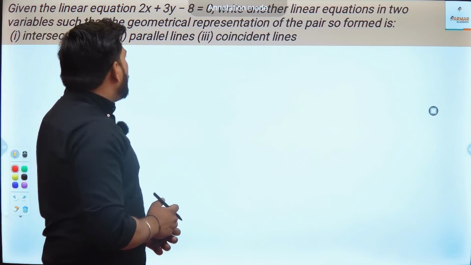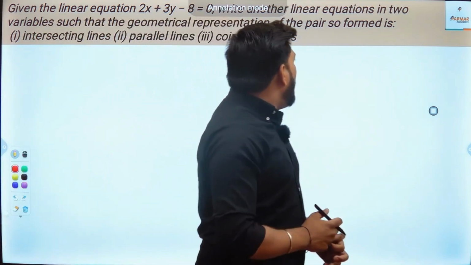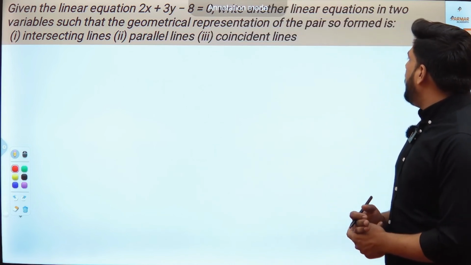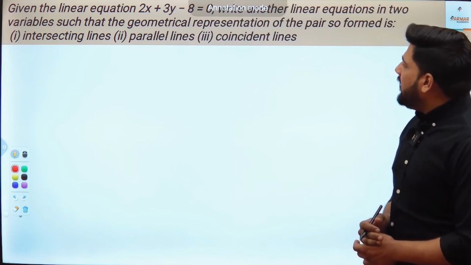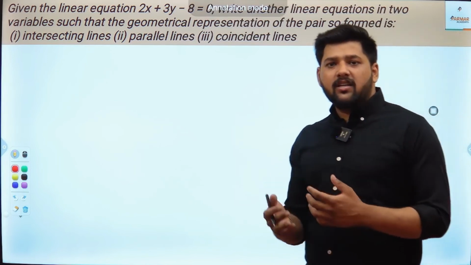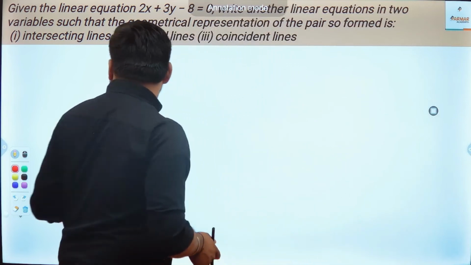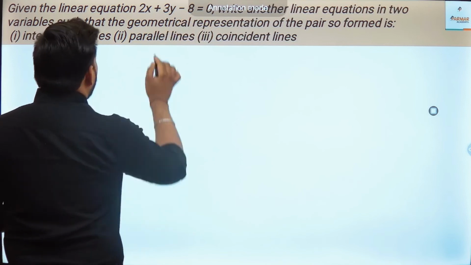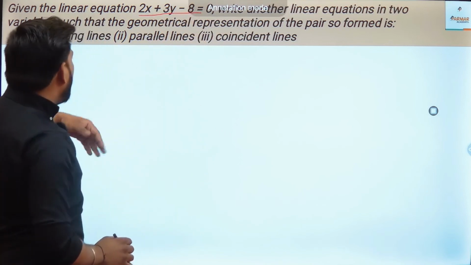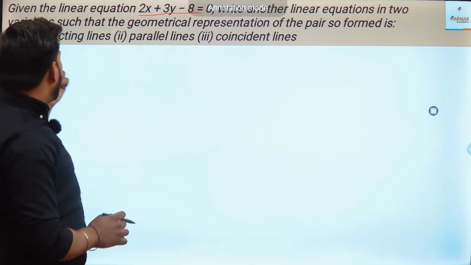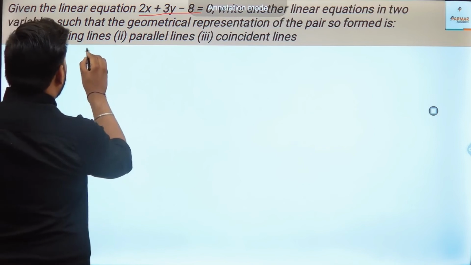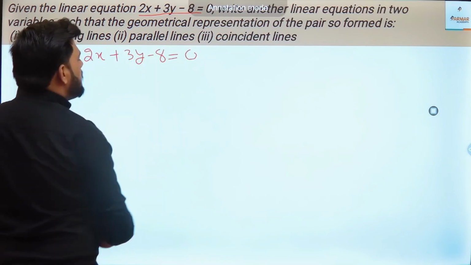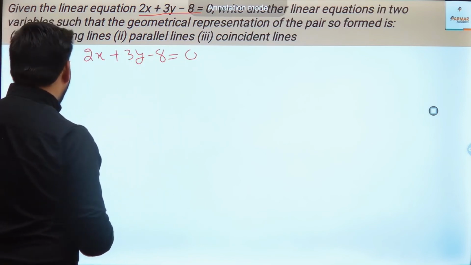Given the linear equation 2x plus 3y minus 8 equal to 0, write another linear equation in two variables such that the geometrical representation of the pair formed is intersecting, parallel and coincident. Means what is given in this question? We are given a single line, a single equation, that is 2x plus 3y minus 8. We have to find the second equation according to these conditions. So look here, 2x plus 3y minus 8 is equal to 0 is the first, and corresponding to that we have to find the second.